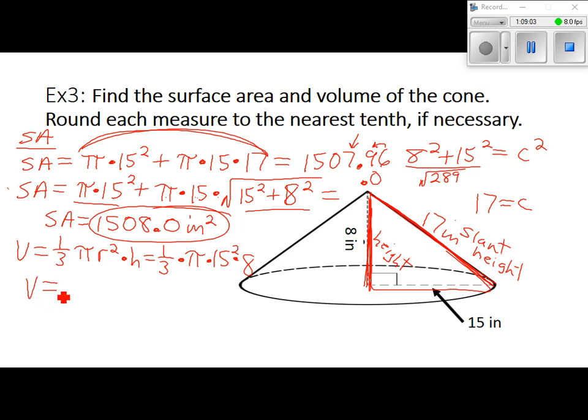And I end up with the volume, and it ends up 1,884.95. That tells me to round all that up, so it's 1,885.0, and our units are inches, and it's cubed since it's volume. If you did this formula up here for surface area, you should have gotten real close to the same answer that we got right there.